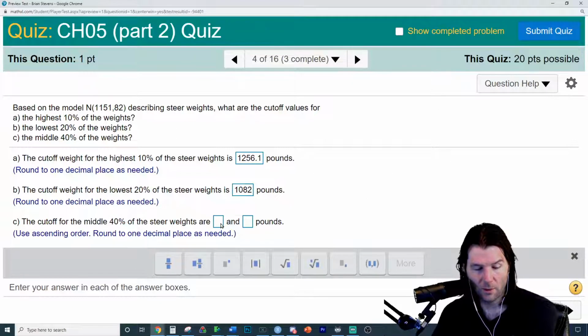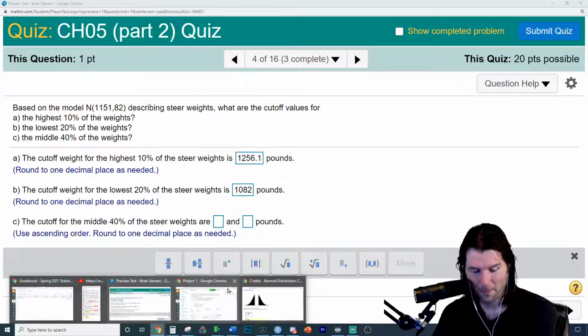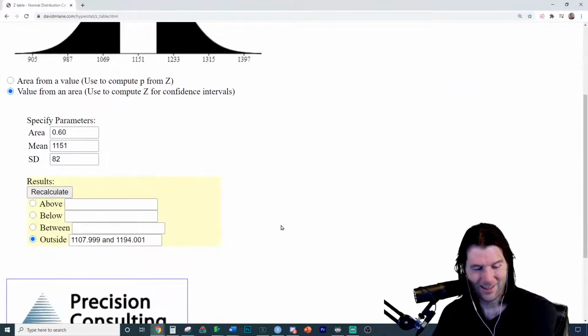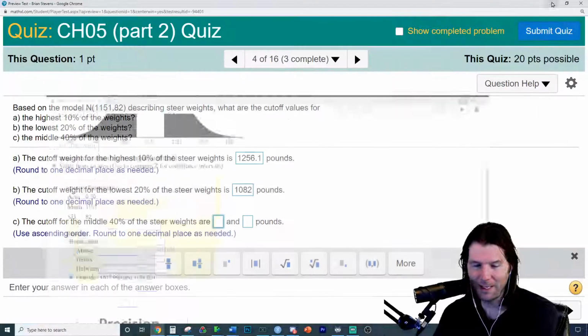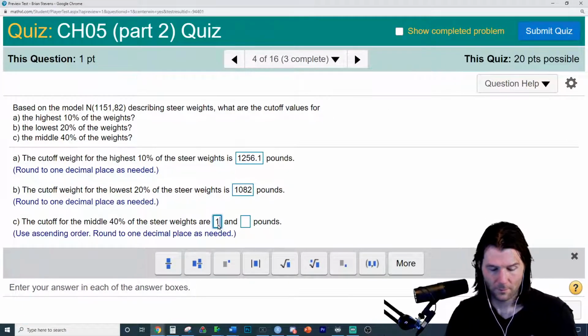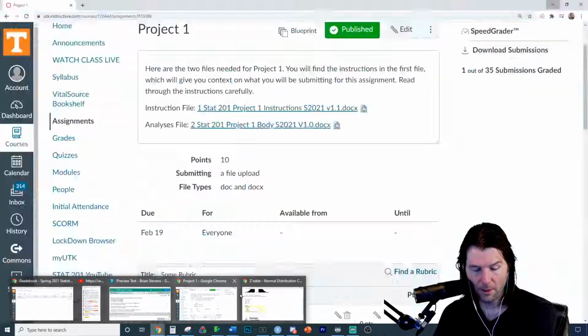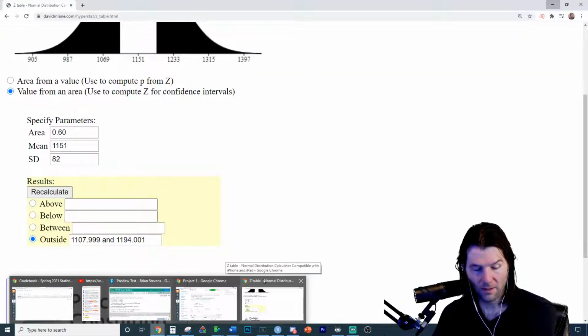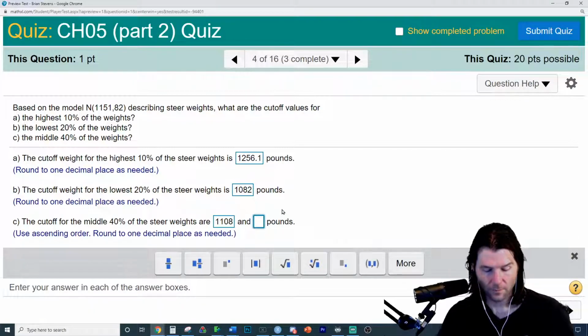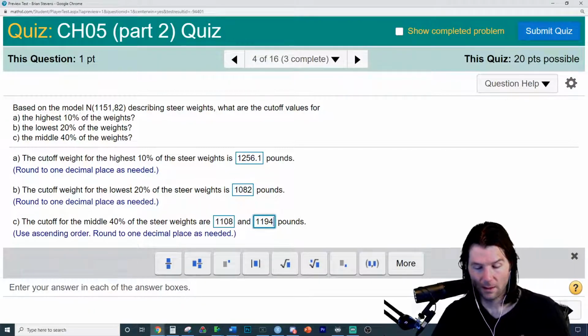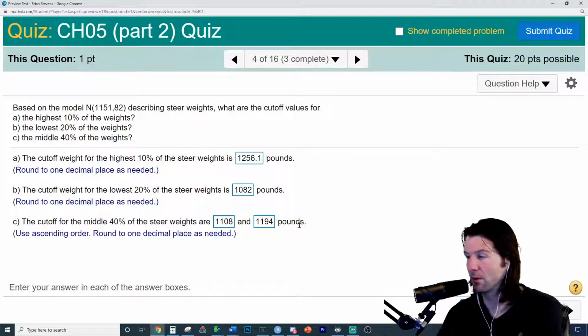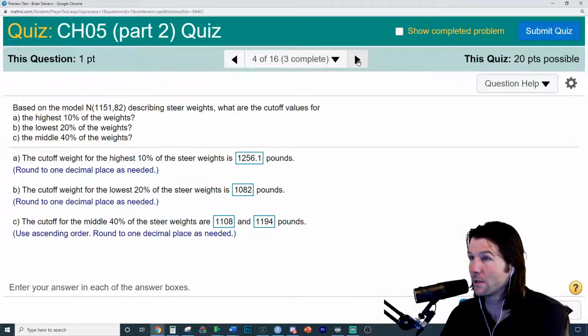Okay, so now we need those numbers, whatever they were. So we have 1108, and the second number, 1194. Is that right? Good. We've done it.